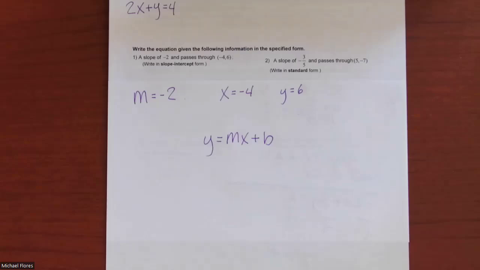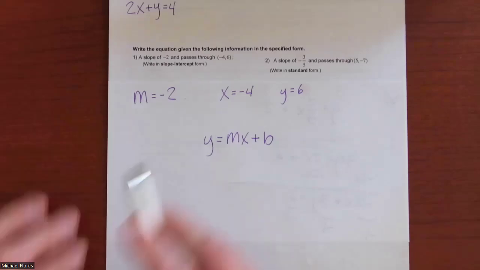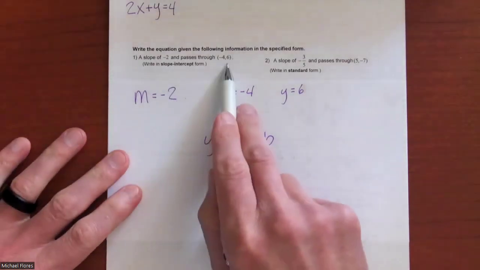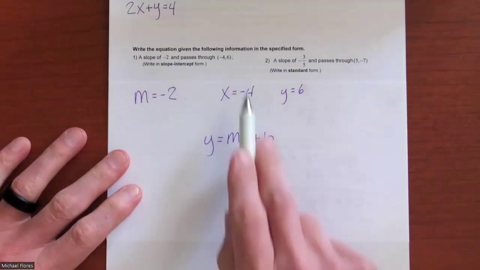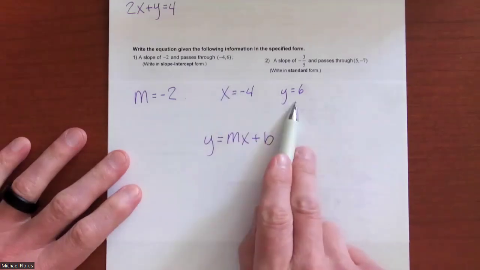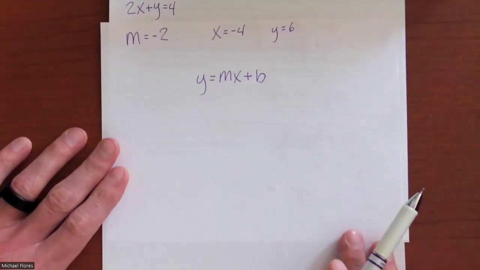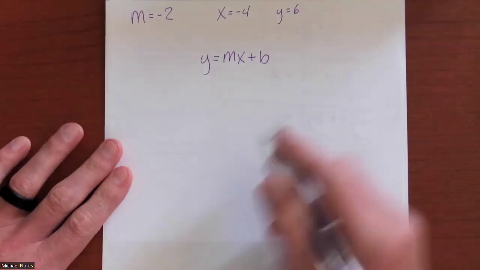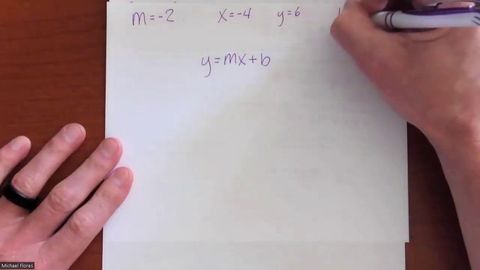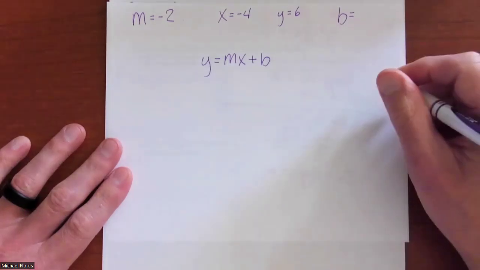All right, example 1: write the equation given the following information in the specified form. We have a slope of -2, and it passes through (-4, 6). So we want x to be -4, we want y to be 6. Write in slope-intercept form. Well, this is slope-intercept. Here's what we don't know. We know what everything needs to be, but we don't know what the y-intercept is. We have to find that.